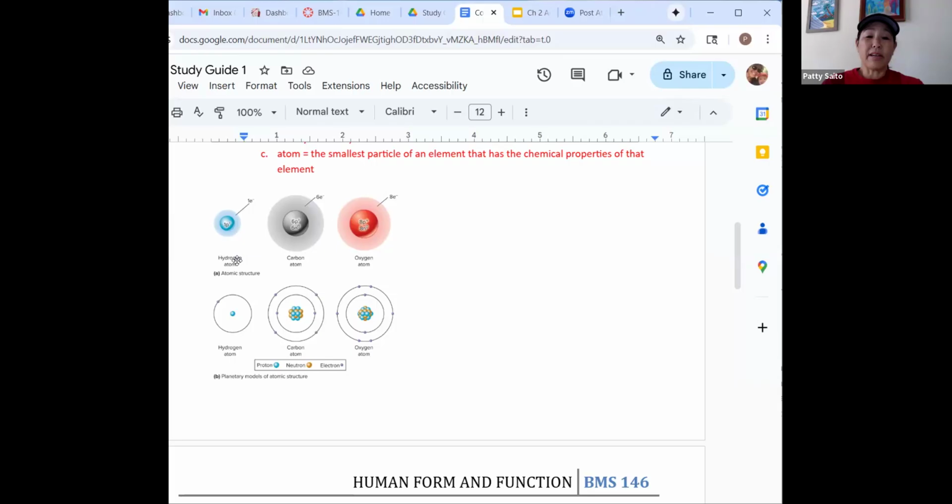Now, kind of an exception is hydrogen. A hydrogen atom doesn't have any neutrons. There's 1 proton in the nucleus and then 1 electron around it. But still, the overall charge is 0 because they cancel each other out, right? You have 6 positives, 6 negatives, and they cancel each other out. And so there's no overall charge.